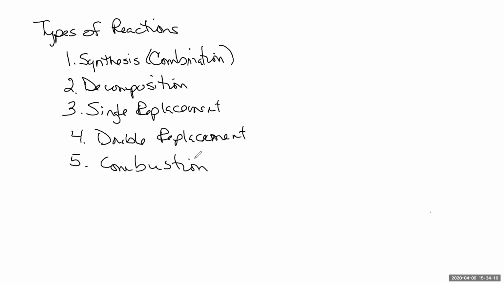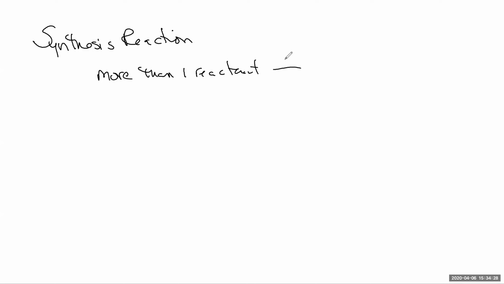So to start out with, we're going to talk about synthesis reactions. So in a synthesis reaction, the main thing to know is that you're going to have more than one reactant, but you're only going to form one product. So the key to seeing that something is a synthesis reaction is the fact that you only have one product.